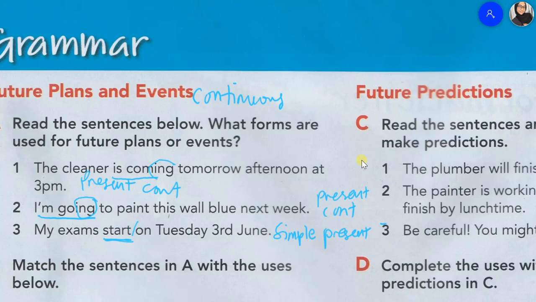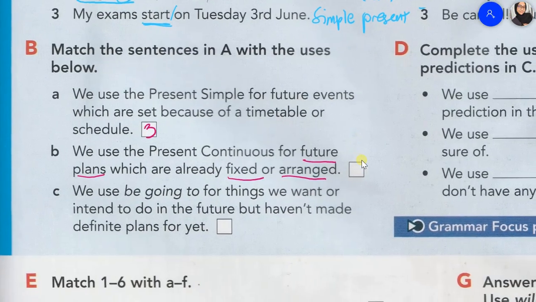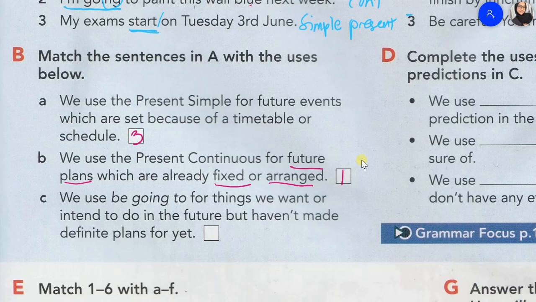Is it number one? The cleaner is coming tomorrow at 3 p.m. Is it fixed or arranged? I think so. It is fixed, right? Compared to the second sentence, I'm going to paint this wall blue next week. It's not fixed. Next week is when? On Tuesday, Thursday, Friday, in the afternoon, in the night, right? So number one is the appropriate one, the fixed time, 3 p.m. afternoon. So the description in B fits sentence number one.